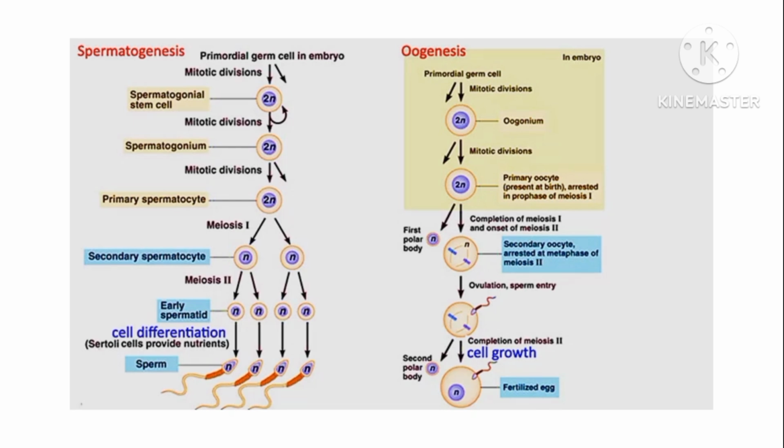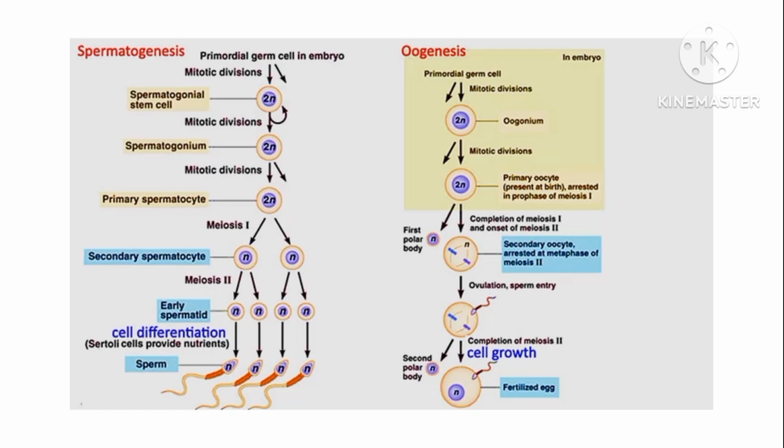Here, these two flowcharts are given, of spermatogenesis and oogenesis. These flowcharts clearly explain the process of spermatogenesis and oogenesis. Spermatogenesis is the formation of male germ cells, and oogenesis is the formation of female germ cells. Spermatogonia form primary spermatocytes, and primary spermatocytes form secondary spermatocytes. Secondary spermatocytes form spermatids, and each spermatid forms a sperm.